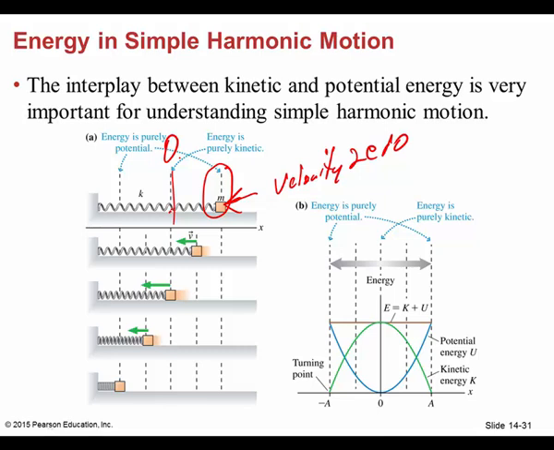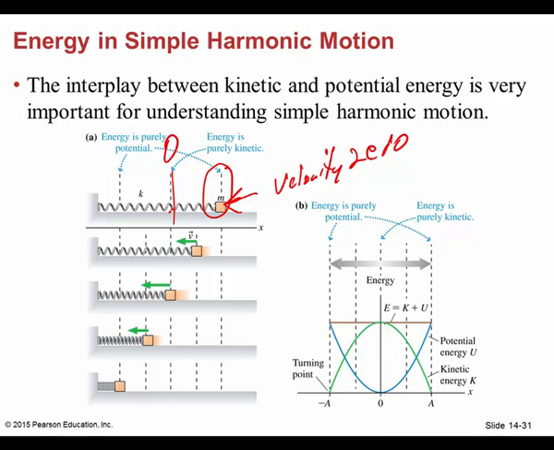You're at max velocity, zero acceleration. So there it is, totally kinetic. And then when it compresses and gets all the way back over here, now you're back at purely potential. So we go back and forth and back and forth. All right, you follow me?